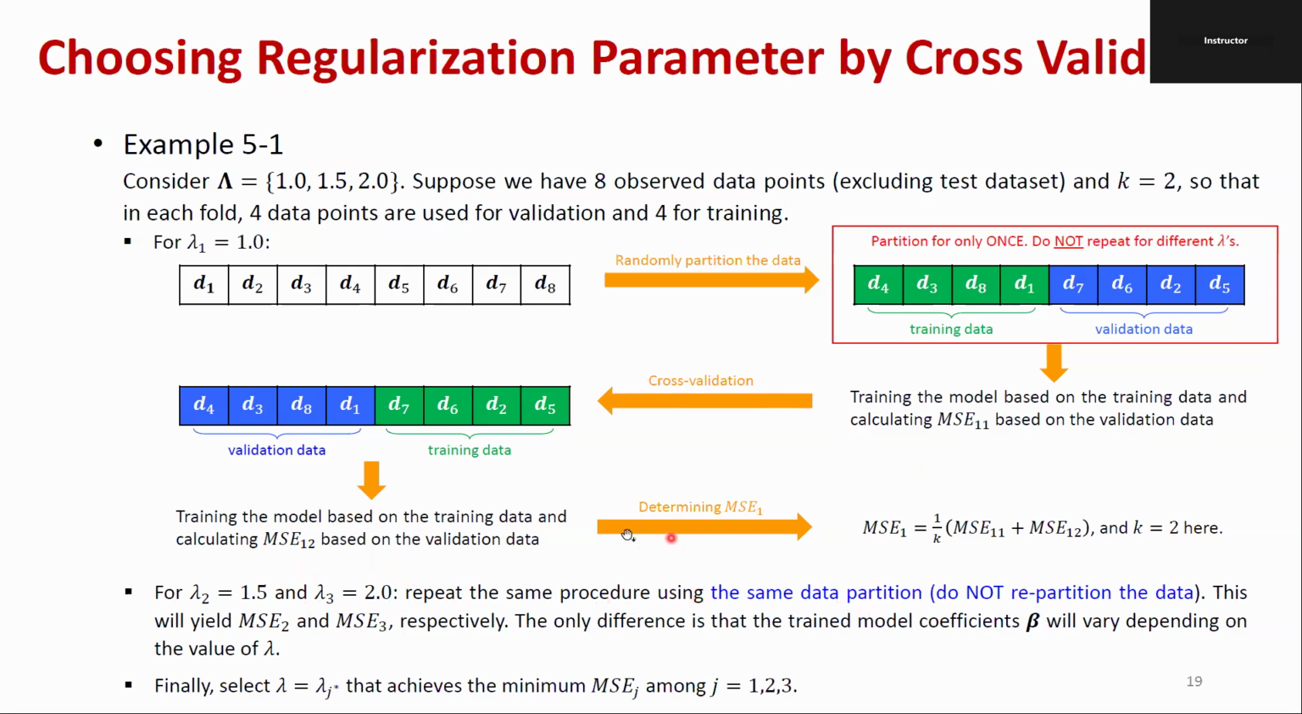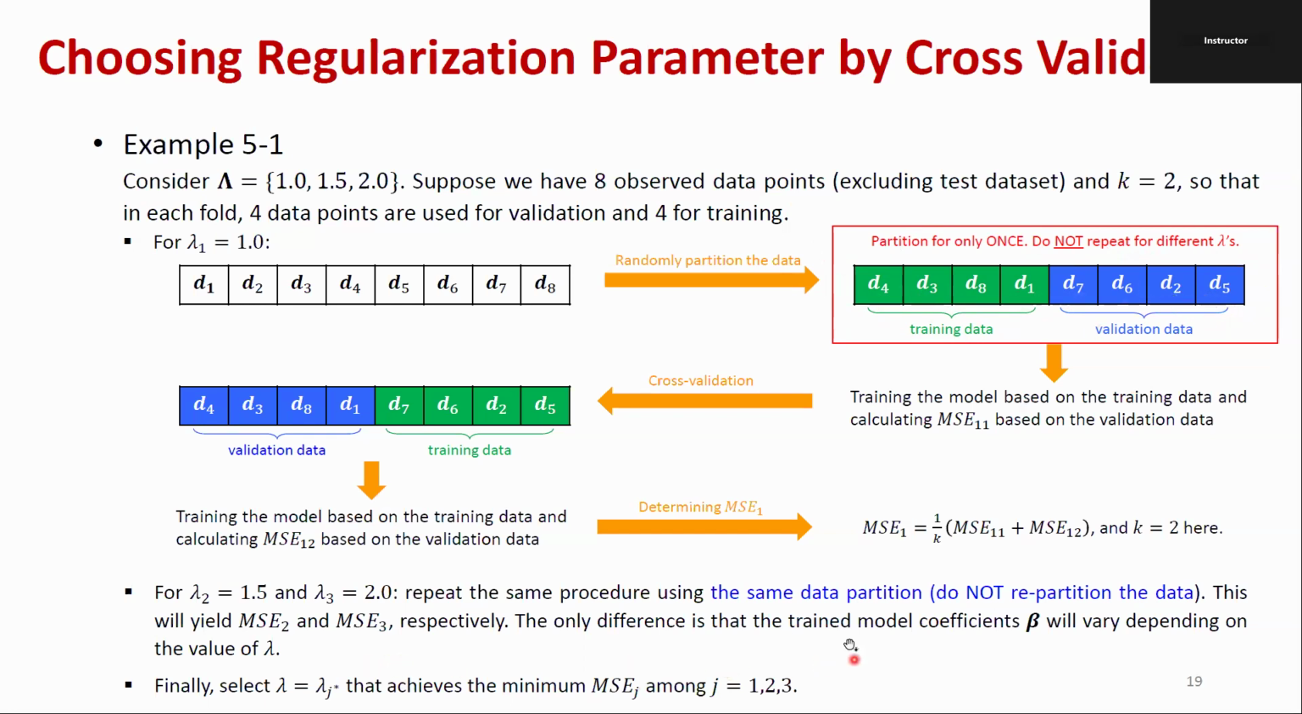I will repeat the same thing, but be careful here. Do not repartition the data. In other words, even when I'm computing MSE2 for lambda 2 and MSE3 for lambda 3, I will still use this same partition, where the first fold is D4, D3, D8, D1, and the second fold is D7, D6, D2, and D5.